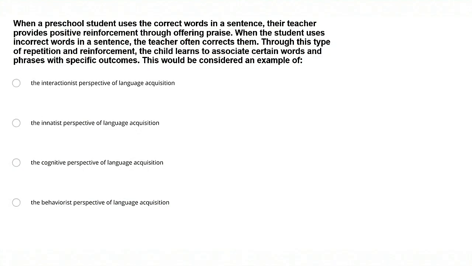The final choice, the behaviorist perspective of language acquisition, could definitely be the choice, and here's why. The behaviorist perspective of language acquisition contends that a preschool teacher can reinforce language development through teaching a student to associate a particular behavior with a specific outcome. In this particular scenario, the teacher is using praise to teach a student to associate correct grammar with praise.